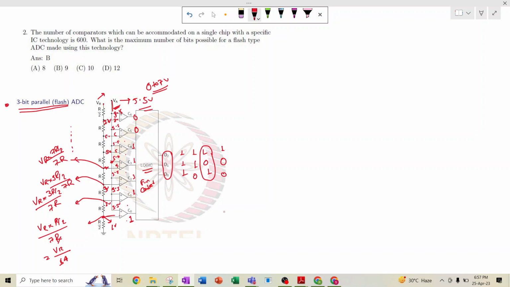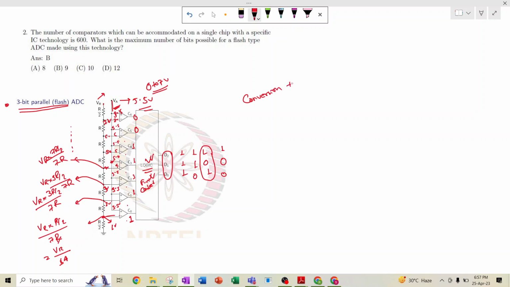So these are some special logic circuits, or encoder circuits, which can see the status of the comparators, and based on that they generate the digital binary output. This is the basic thing of the ADC, and one of the most important things of this ADC is that conversion time is very less.